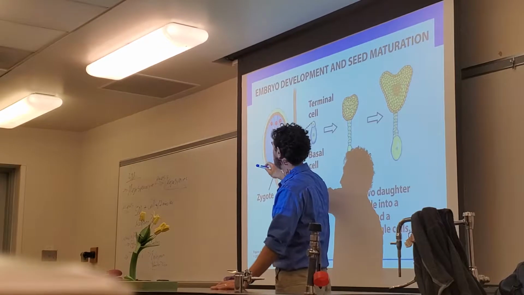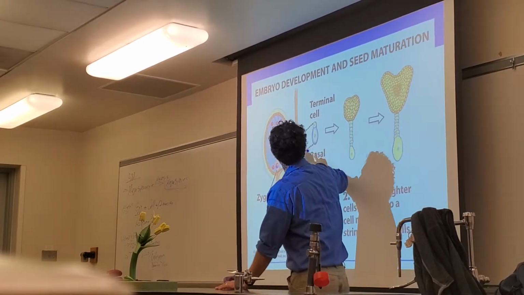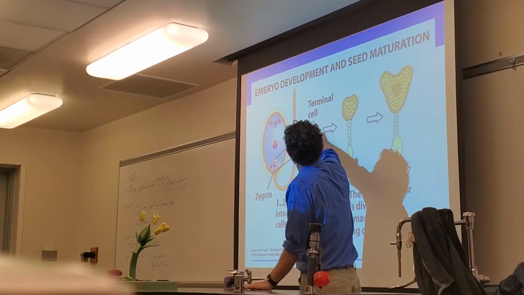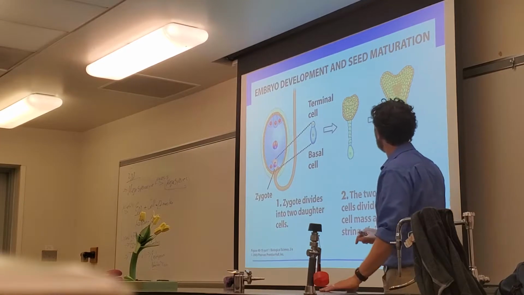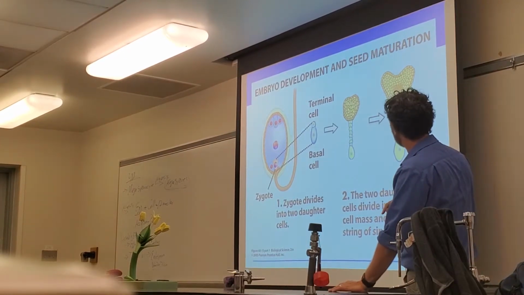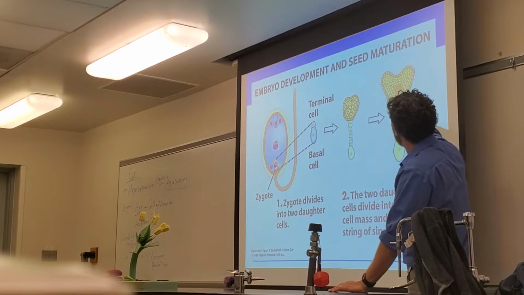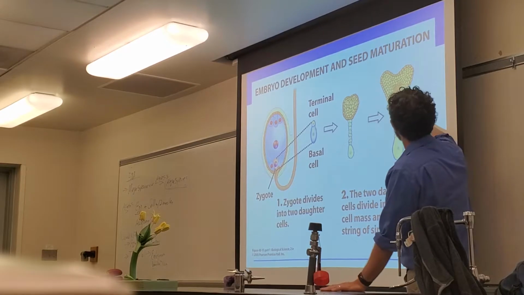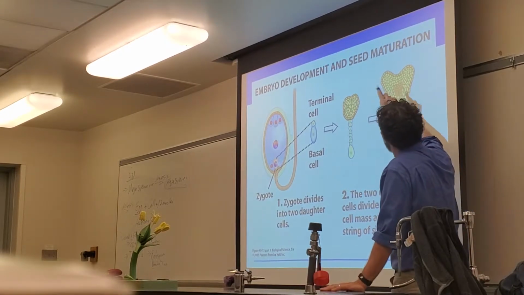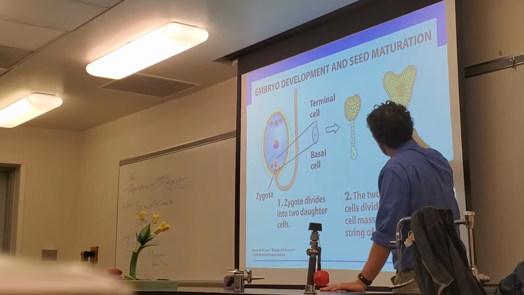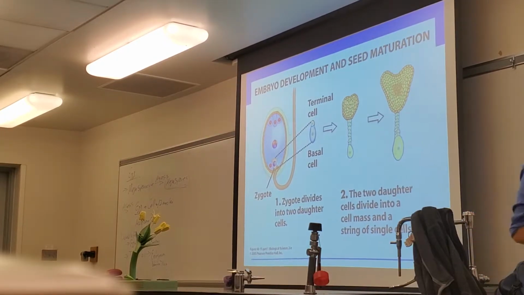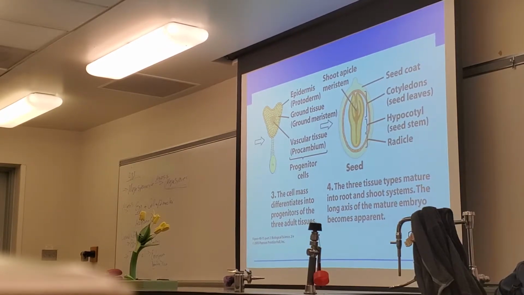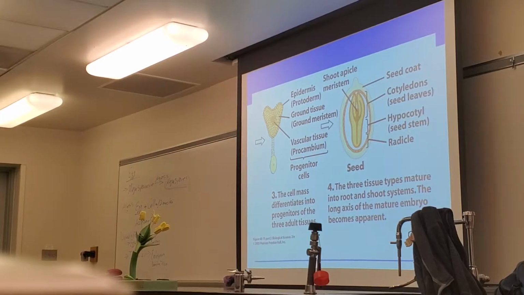So, back to the embryo. The embryo has 2 cells to it. This is the first one: the terminal cell and the basal cell. It undergoes mitosis and develops. And here we get this embryonic plant, and we can begin to see the different tissue layers: the epidermal tissue, the ground tissue, and the vascular tissue. And this thing here is going to become the root, the radicle of the embryo. All right.